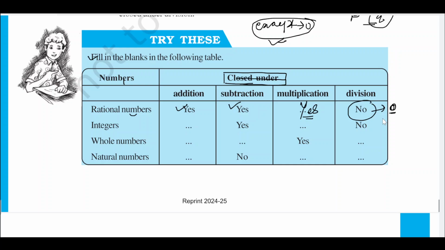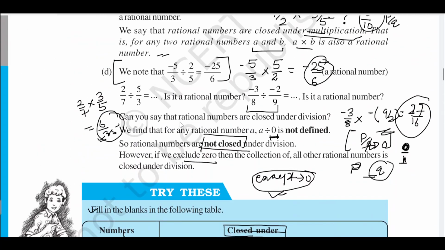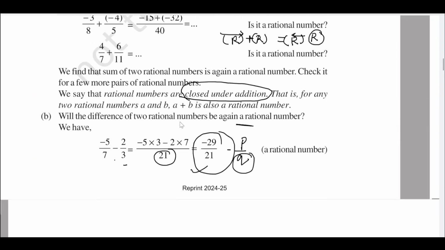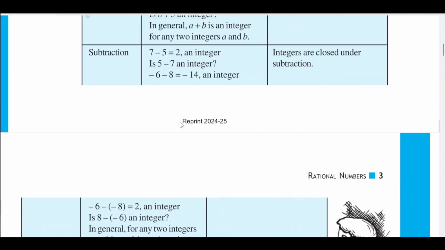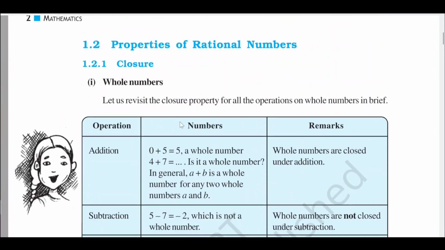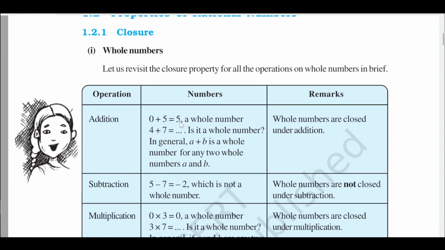Now, it is also asking for addition for integers, whole numbers, and natural numbers. Is integer closed for addition? Yes. Actually, we have left this part. Let's move back and we should analyze this also. Once we solve this table, we will fill that table.